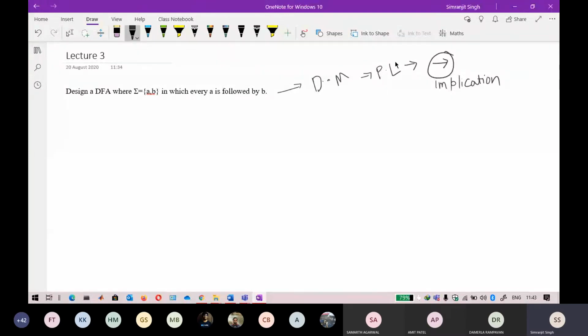Okay, so in this propositional logic, you have seen language like every A is followed by B. If I go to school, then I will get attendance. These types of sentences you have studied in propositional logic. If you haven't, don't worry about it. I will tell you what this implication sign means. This is a basic sign that depends upon an if-then statement.